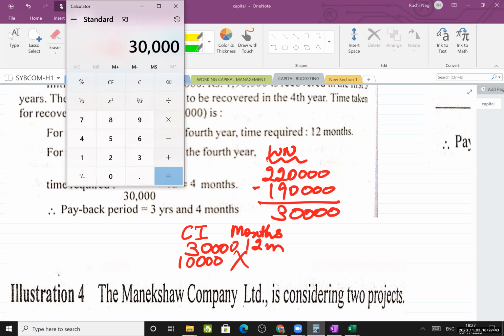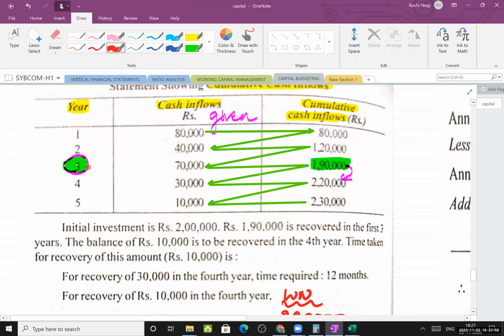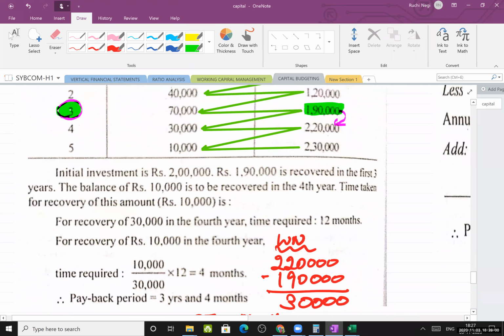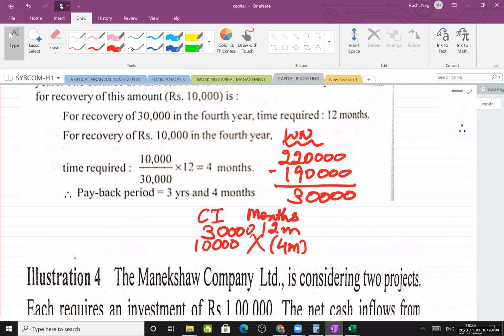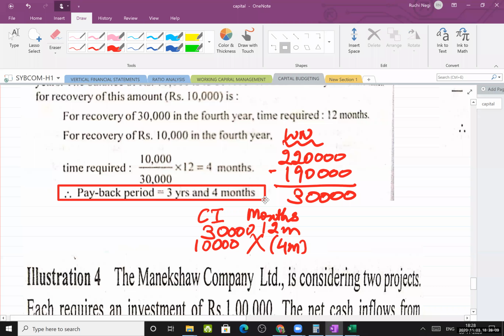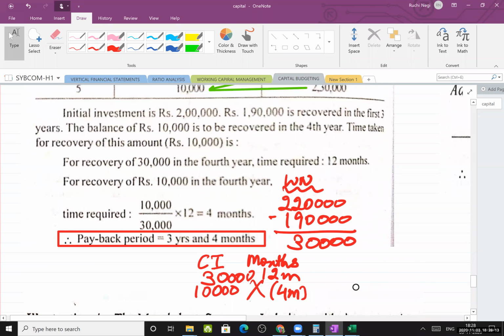It should be 10,000 into 12 divided by 30,000. So 4 months is my answer. So my final answer will be 3 years, 4 months. My payback will be 3 years and 4 months. Understood? Is it clear? Acknowledge it in the chat box.